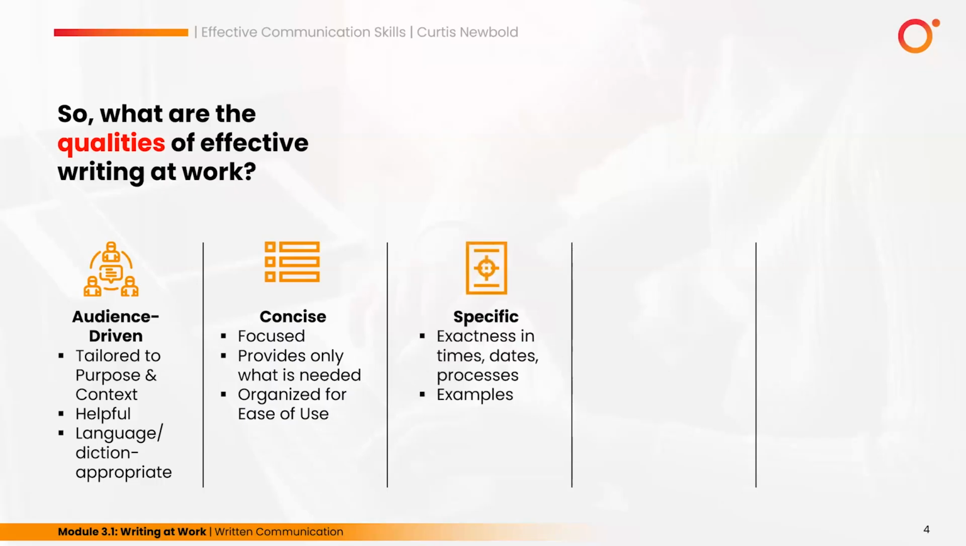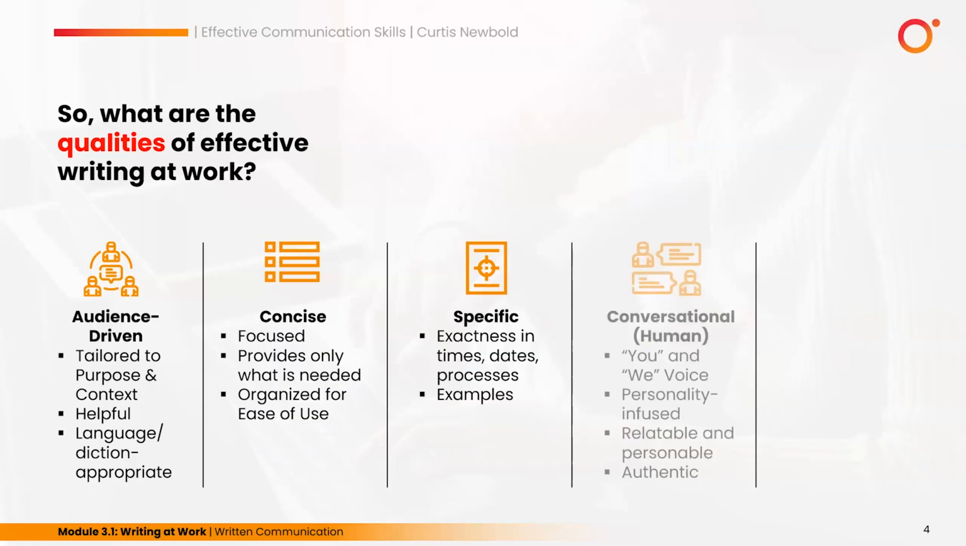Also, effective writing is very specific. So it is exact in terms of times, dates, and processes. If you're going to tell somebody to get something done by a certain time and date, or give them a process, it needs to be very, very specific. Also, effective writing uses examples. People tend to learn better and understand concepts more if you provide examples. So you integrate those into your writing.